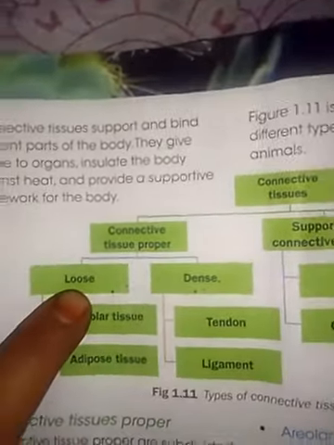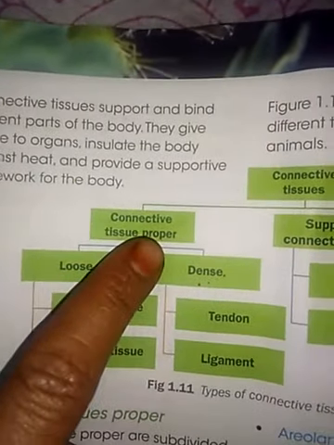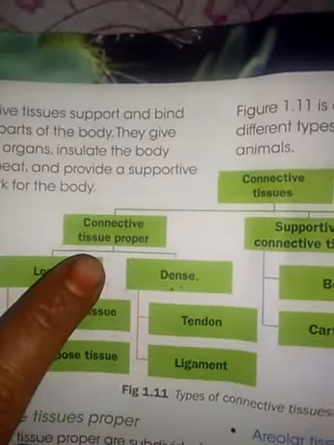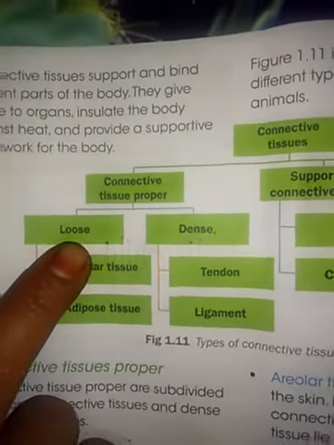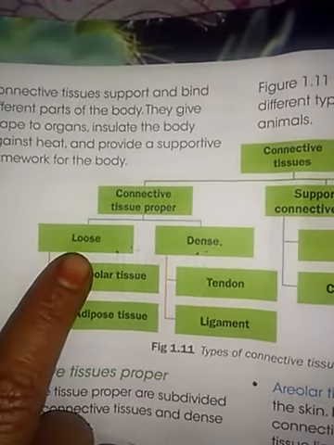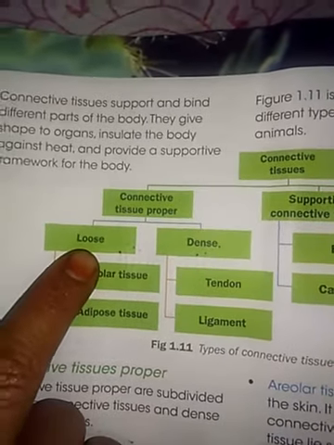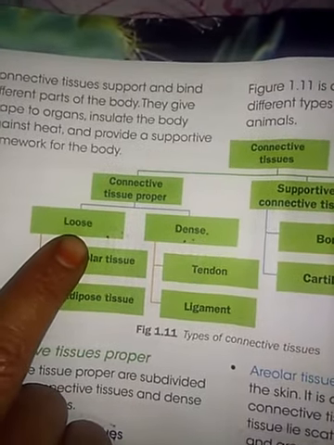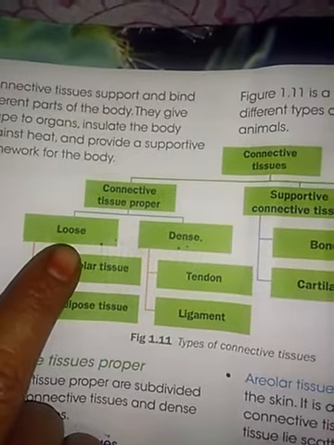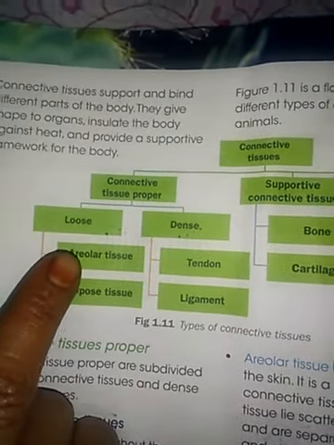Loose is the connective tissue. This type of tissue is attached to the epithelial tissue, and it is present in the underlying tissues.